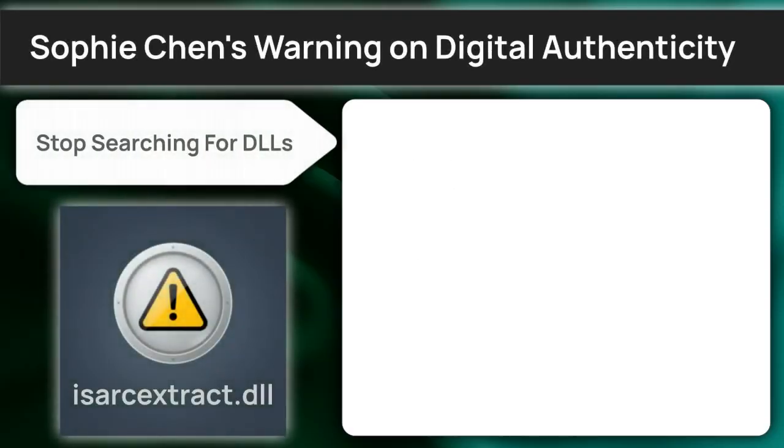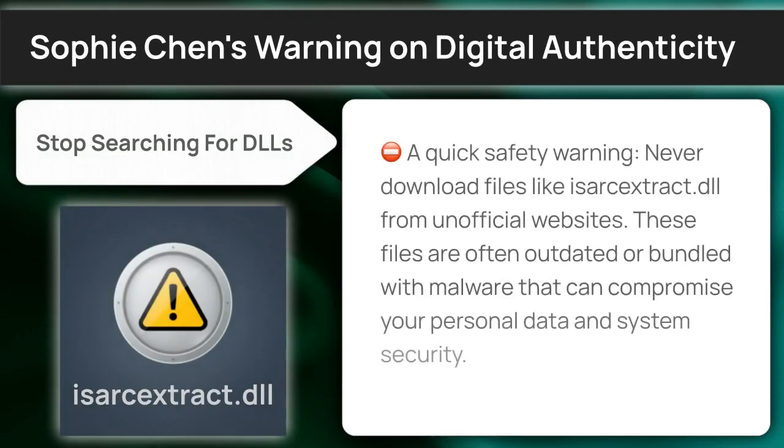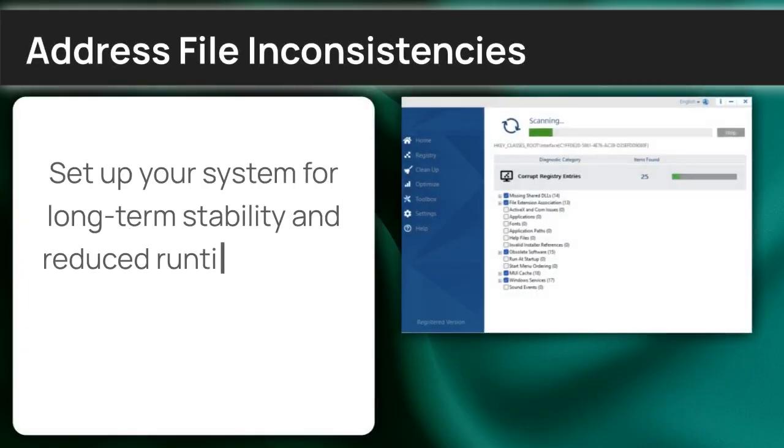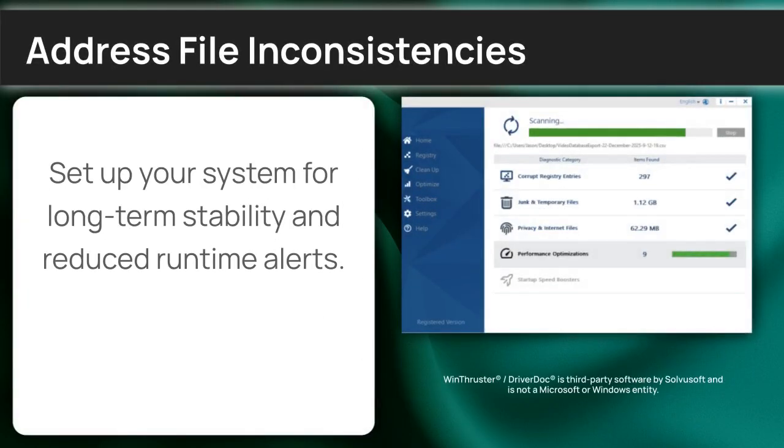Before concluding, I want to address a critical security consideration for maintaining your system's integrity. Safety first, never attempt to replace Isarcextract.dll with files found on random download portals. These sites lack quality control and often distribute files that are incompatible with modern Windows updates. Using a professional maintenance utility is a proactive step toward keeping your system state healthy and your software synchronized.